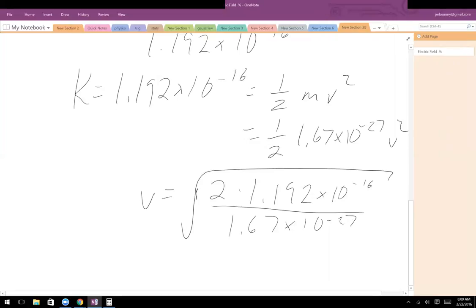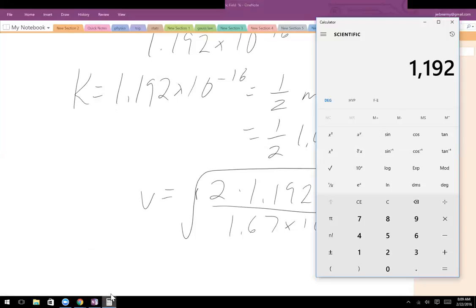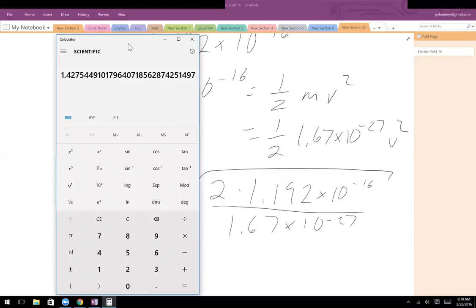So times 2 divided by 1.67. And this is going to be, that minus 27 will become plus 27, so this is times 10 to the 11th. Let me actually do that. Times 11, 10 to the x, and then square root. So 377,828.